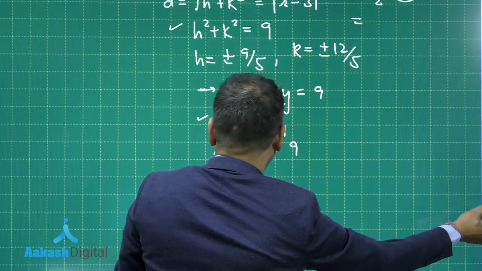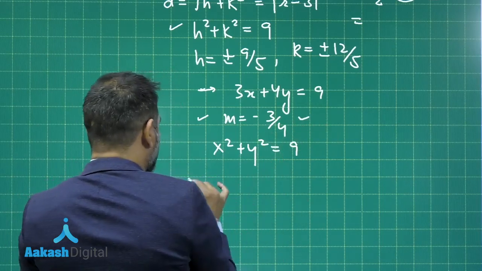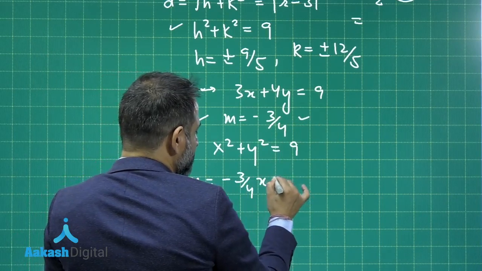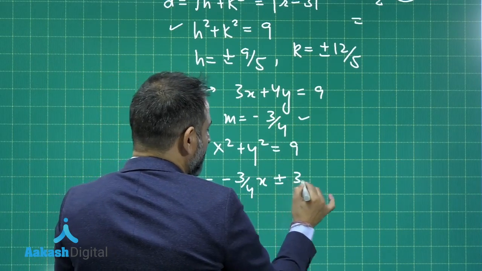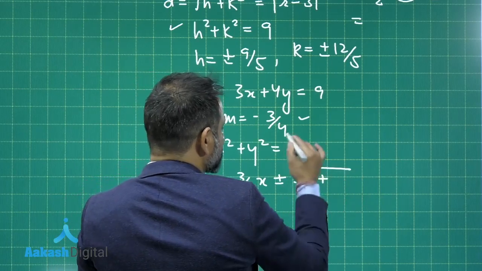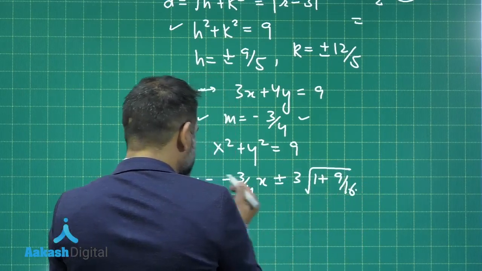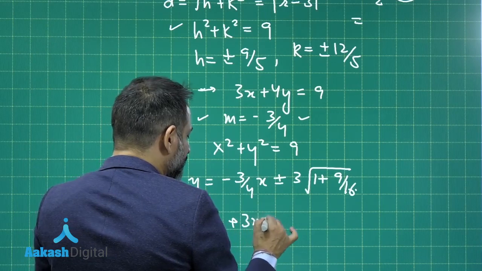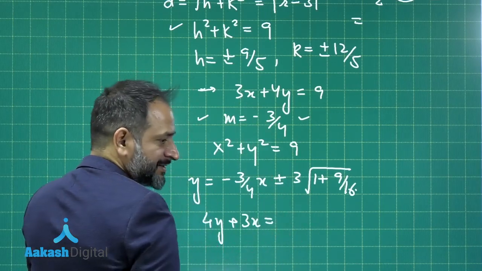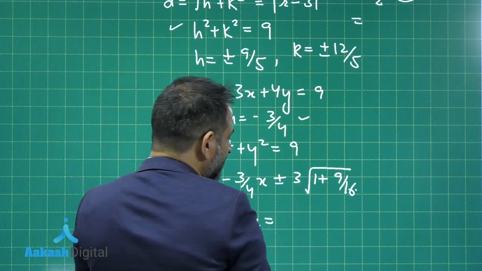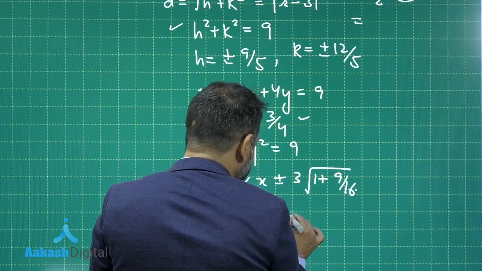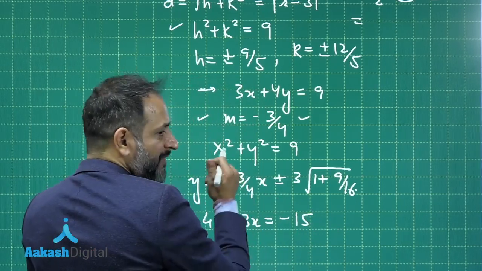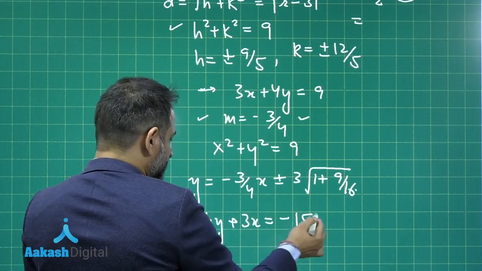So the tangent will come out to be, with this slope, y is equal to mx plus minus a under root 1 plus m square. This is 9 by 16. If you calculate it properly, it will be 4y plus 3x. Now the tangent is with the negative slope, and the value will come out to be minus 15. We have taken only one value, minus 15, because the y-intercept is negative. So this is the tangent.